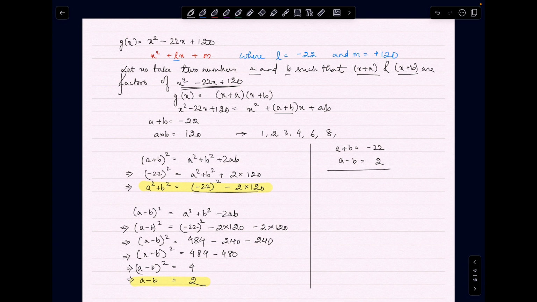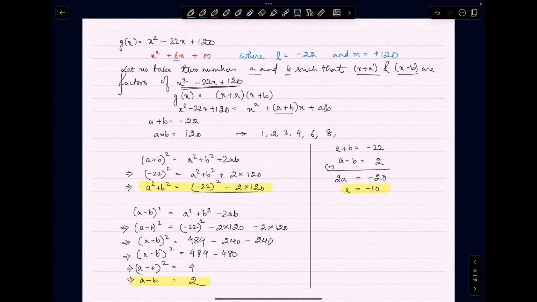I am going to solve these two equations. You are going to add these two equations. If I add these two equations, what am I going to get? This is a plus a is 2a. B plus b minus b is 0. This is minus 22, and minus 22 plus 2 is minus 20. From here I am getting the a value is minus 10.